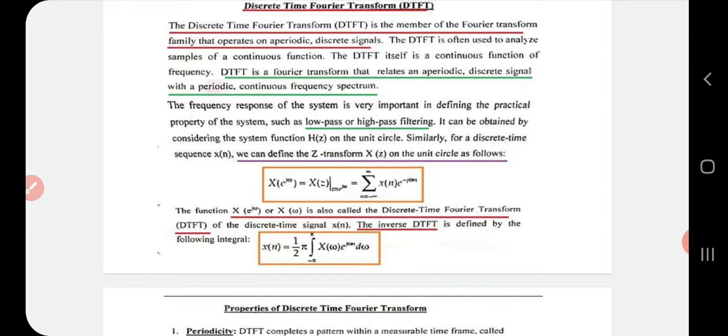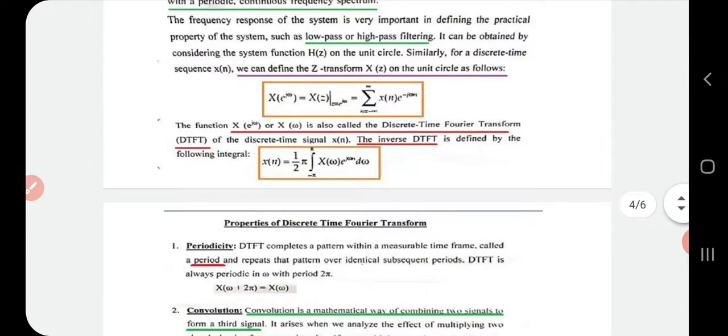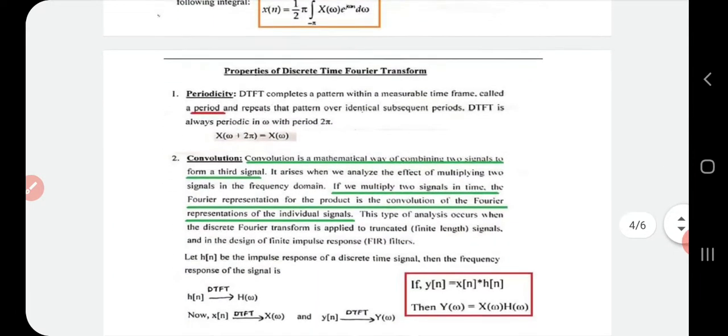Now, if you want to get the inverse DTFT, it is defined as follows. That is, x of n will be equal to 1 by 2 pi integration from minus pi to plus pi x of omega e raised to j omega n d omega. So, just study the expressions, no need to study the derivations. Okay. Now, next we go to the properties of DTFT.